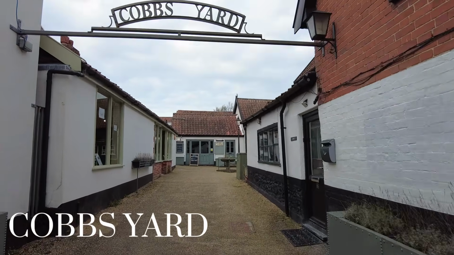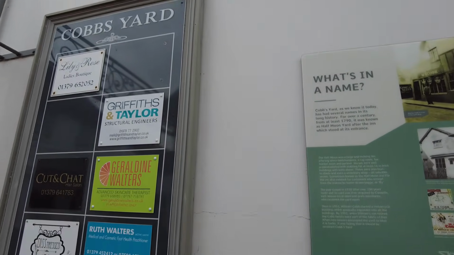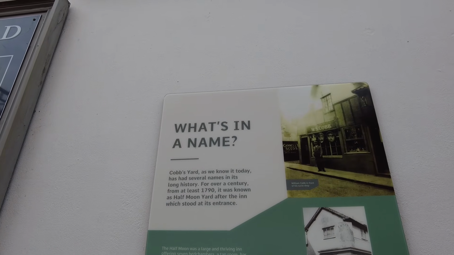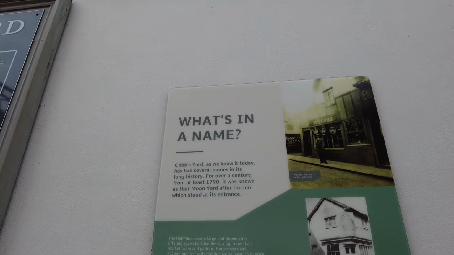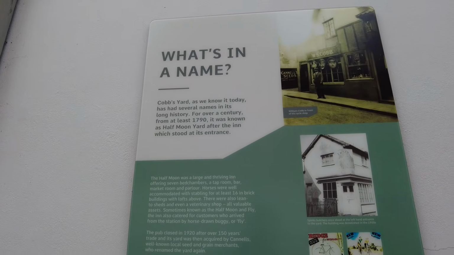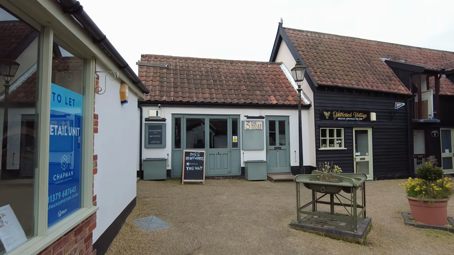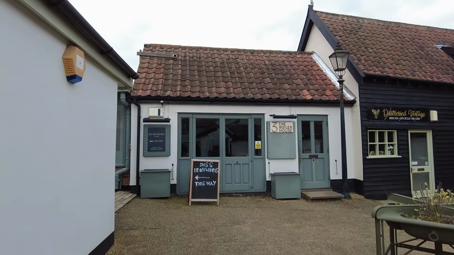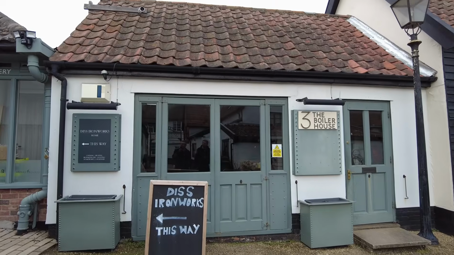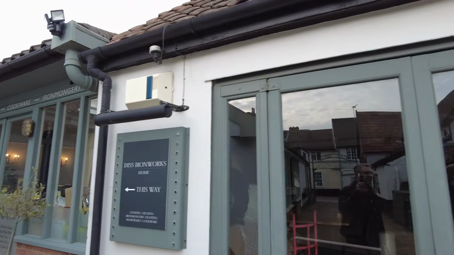Cobb's Yard. The horses will come through here again. The overhang's gone now, is it? There you are. Cobb's Yard, known as Half Moon Yard, after the inn which stood at its entrance. Interesting. I don't often come along this way, to be honest. This is the nearest market town to where I live, and I'd never come down this way. This Ironworks around here, I didn't realise. Ironworks, Boiler House.